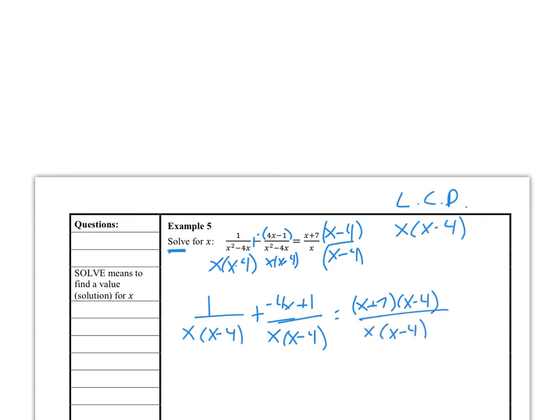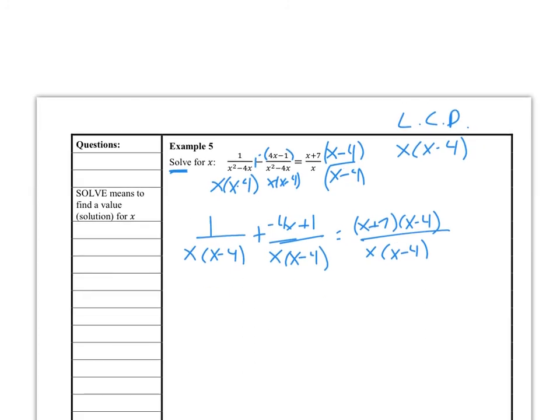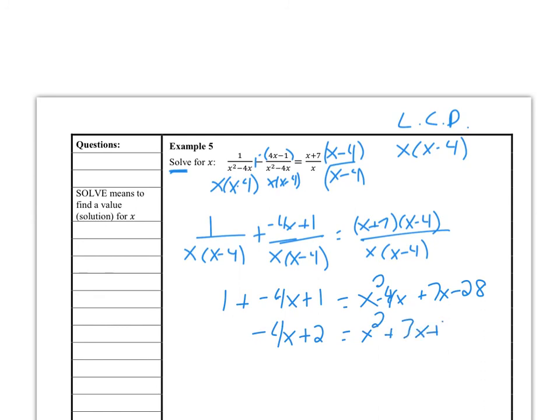So the right-hand side is not so much fun on this particular question. We actually have to do a bit of work. Left-hand side, it's kind of nice. We're going to drop the denominators and write 1 plus negative 4x plus 1 equals, we have to FOIL out the other top, x squared minus 4x first, plus 7x minus 28. We'll combine like terms on each side to get negative 4x plus 2. On the other side, x squared plus 3x minus 28. Apologize.